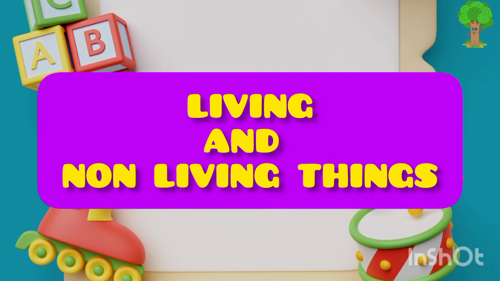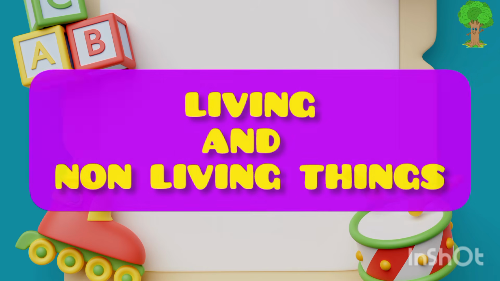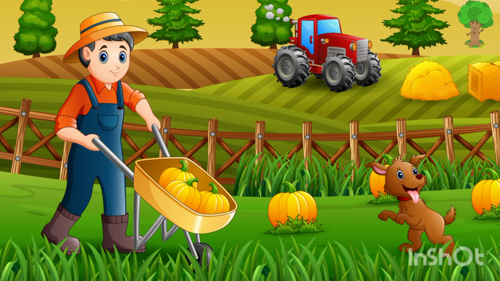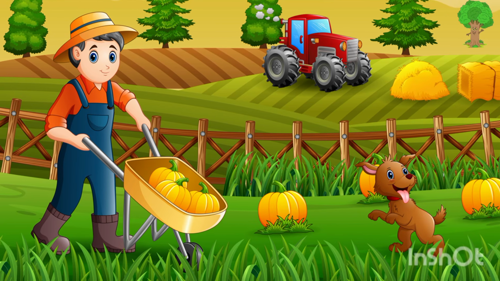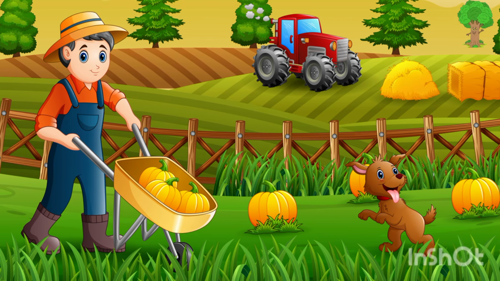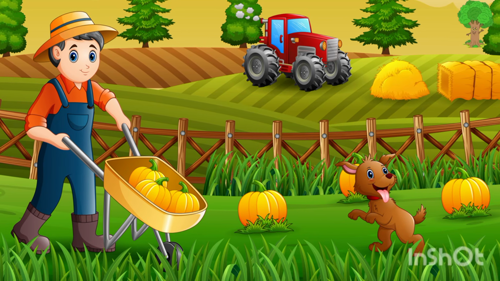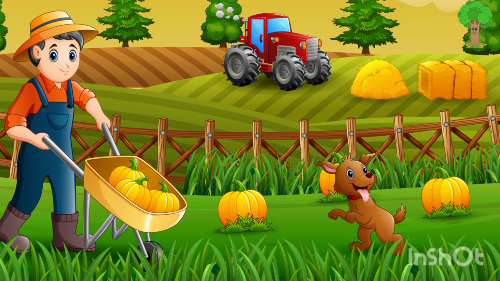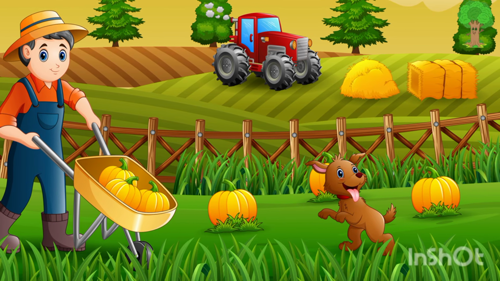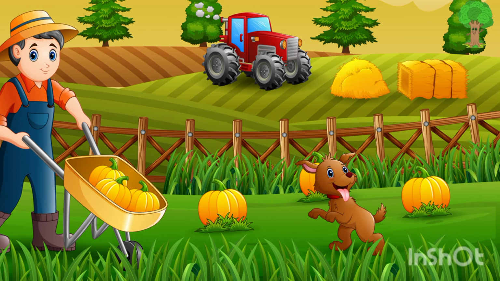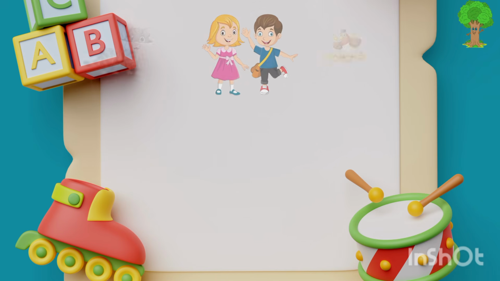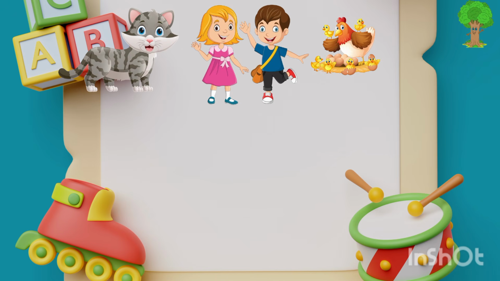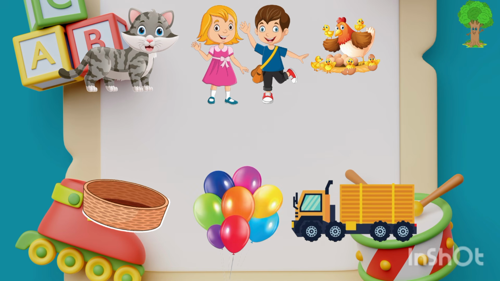Living and non-living things. The earth in which we live is made up of several things, from mountains to oceans, and from plants to animals. These things can be categorized into living and non-living things. Things that have life are called living things, while things that do not have life are called non-living things.